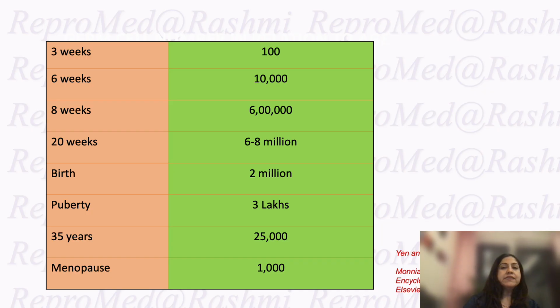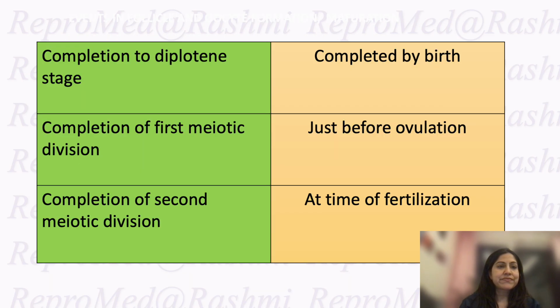We can see here, these ones are important: at birth there are 2 million, by puberty 3 lakh, by 35 years there are 25,000 left, and by menopause only 1,000 are left. These three figures are important.